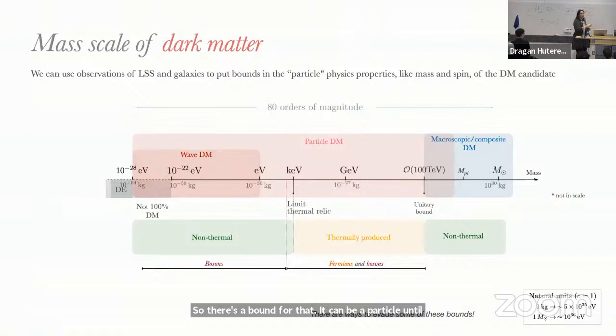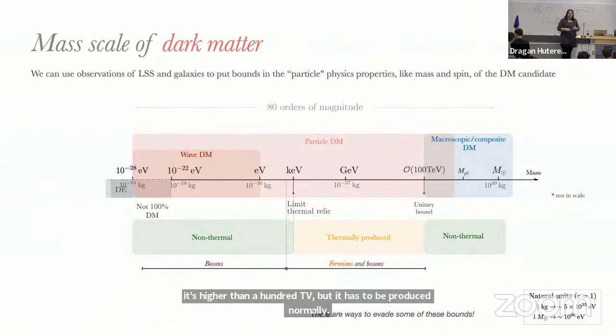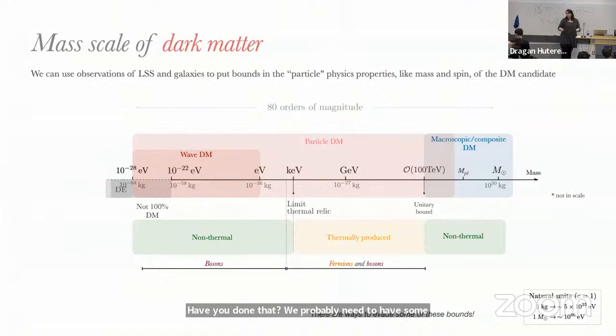So yesterday we talked about the unitary bound, and I want to correct something that maybe was not clear. The unitary bound is the maximum mass that dark matter has to have to be a particle and to be thermally produced. So I can have particle dark matter that is heavier than this, but it has to be produced non-thermally. So I added this here. So it can still be a particle if it's heavier than 100 keV, but it has to be produced non-thermally. Heavier than that, we probably need to have some macroscopic object or a composite object like an atom dark matter or a primordial black hole or something like that.